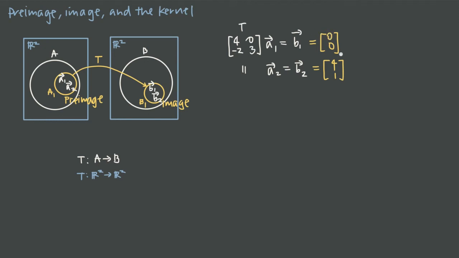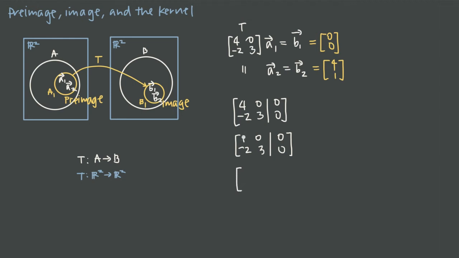So in this case here, for the vector b1, 0, 0, I'll just augment the transformation matrix with the 0 vector. And then I just want to put this in reduced row echelon form. So I'll divide through the first row by 4 to get 1, 0, and 0. And then the second row stays the same. And then I can add 2 of the first row to the second row.